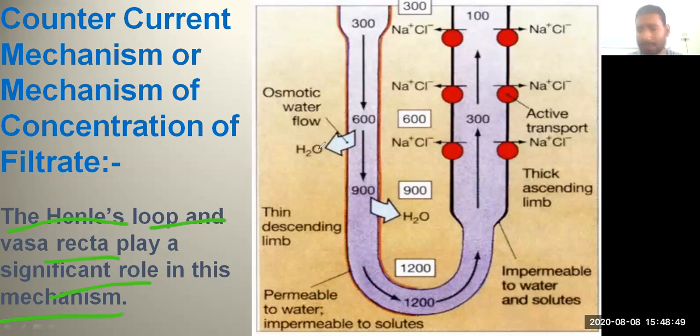I have already told you about the Vasa recta. What is the Vasa recta? These are blood vessels, or blood capillaries, that arise from the peritubular capillaries. They run parallel to the limb of the loop of Henle, but in the opposite direction of the filtrate. It has already been asked once in the NEET exam. So the Vasa recta is derived from the peritubular capillary, and the peritubular capillary also forms from the efferent arteriole.